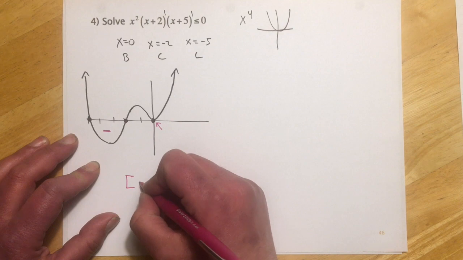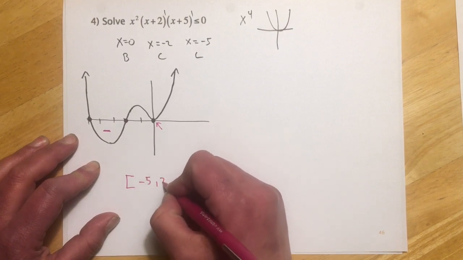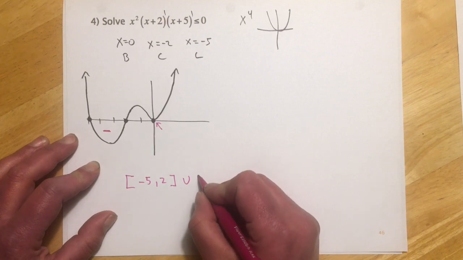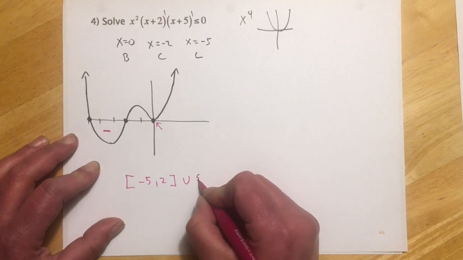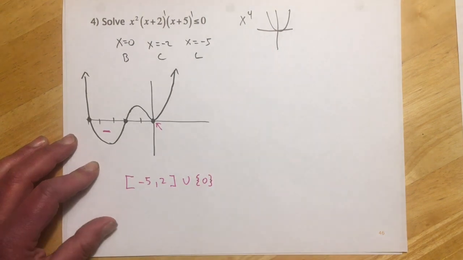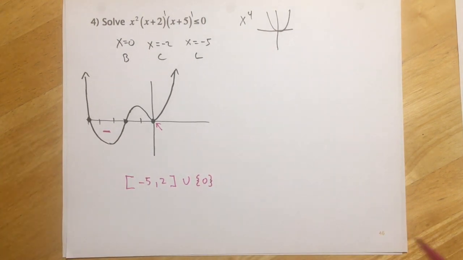So our solution is going to be -5 to -2, and then union that. When we have a single point like that, for interval notation, we use those braces, and that indicates just a single value.